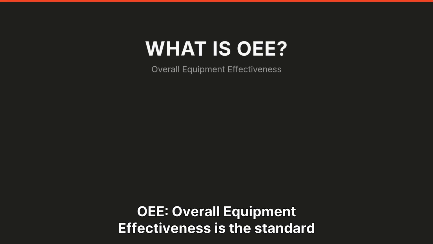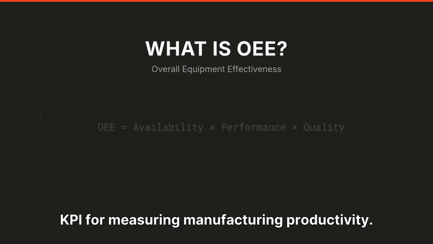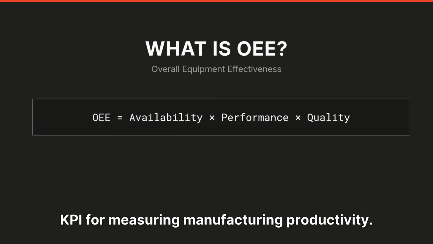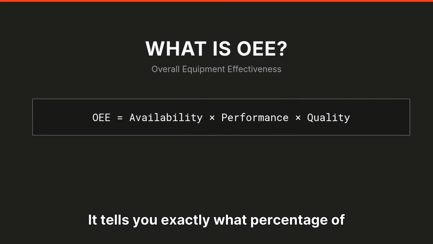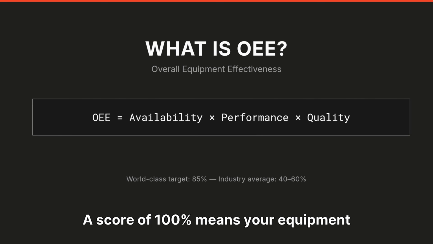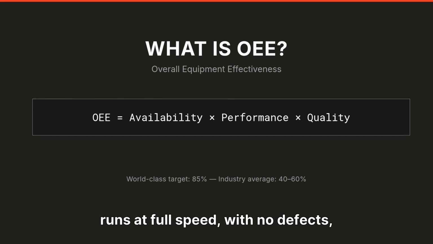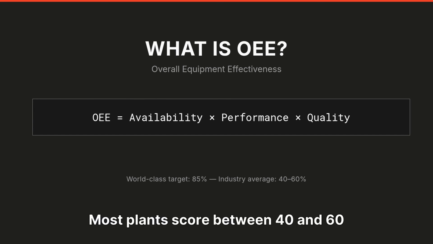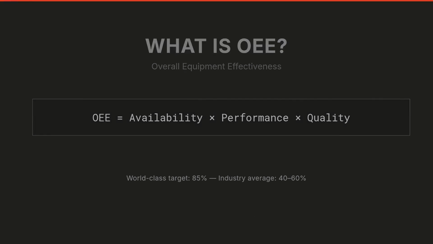OEE, Overall Equipment Effectiveness, is the standard KPI for measuring manufacturing productivity. It tells you exactly what percentage of planned production time is truly productive. A score of 100% means your equipment runs at full speed with no defects and zero unplanned stops. Most plants score between 40 and 60%.